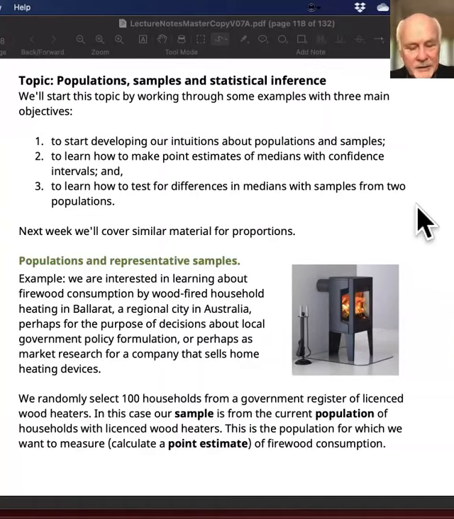Today we're just going to be looking at medians and differences in medians. Next week we're going to look at proportions. The principles are pretty much exactly the same with proportions. What's different is the calculations. The formula for proportions, well, there's two formulas. They're a little bit more complicated than the one for medians, but otherwise it's pretty much the same deal.